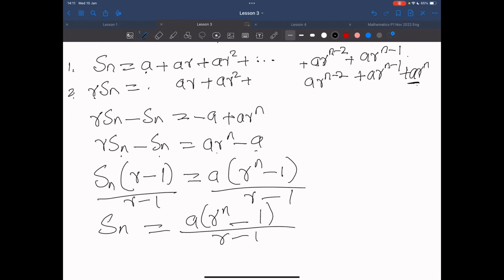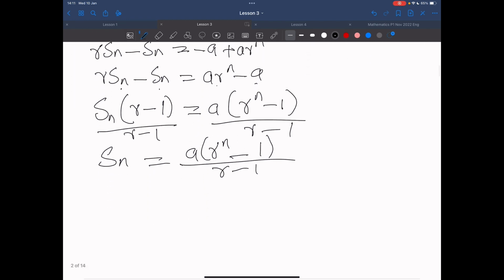Right, now I want us to look at taking term 1 and subtracting term 2. So we will have Sn minus rSn. This is another way of doing it: Sn minus rSn.